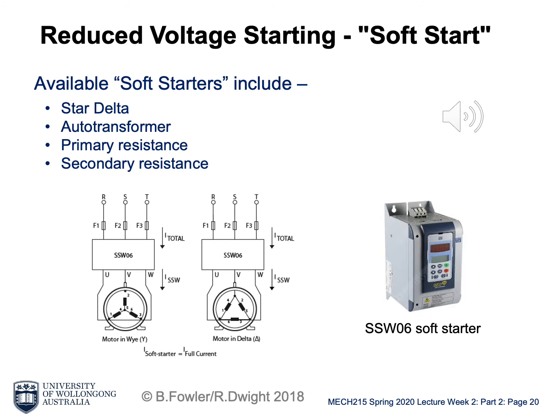There are a few ways to achieve soft start. The most popular way is what we call star-delta connection. In the figure, there's an SSW06 soft starter. Basically, this device can switch the wire connection between a delta connection and a star connection. These are the two different ways the three-phase AC current can be connected. You connect this box to the motor from one end, and the other end connects to the power supply.